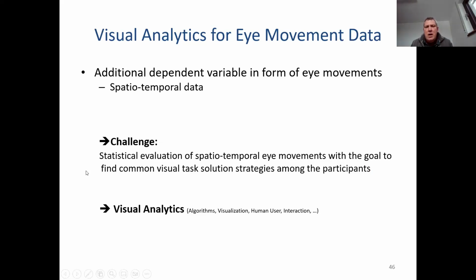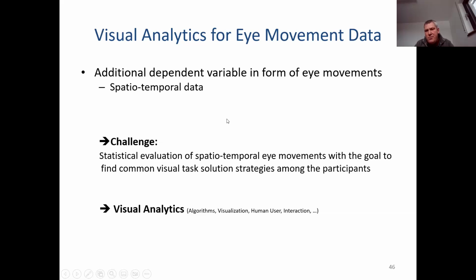And the big challenge in eye tracking is that the statistical evaluation of such data with the goal to find common visual task solution strategies among the participants is quite challenging. It's really, really hard because the people never do the same strategy. So for example, if I send 100 people to a supermarket, buying a bottle of Coke, everybody solves this task differently. That means everybody of these 100 participants has different kinds of scan paths and walks differently through the supermarket.